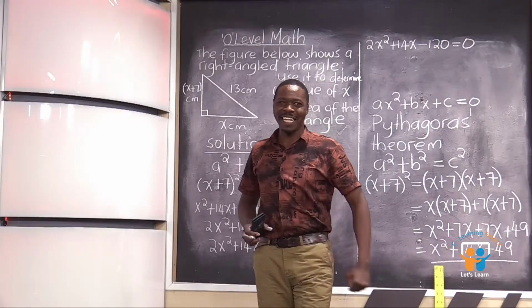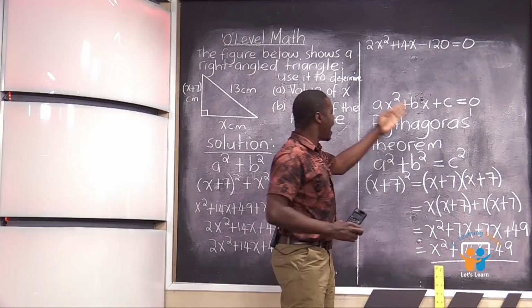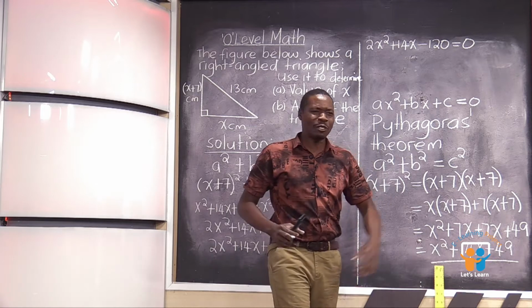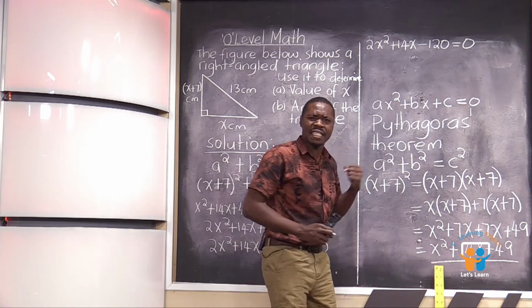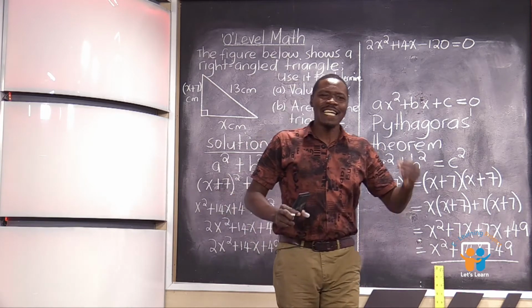Someone is talking about a linear equation. No, this is not a linear equation. Oh, these are not linear equations. Someone is talking about a simultaneous equation. No, these are not simultaneous equations. Very good. Someone has told us quadratic equations.